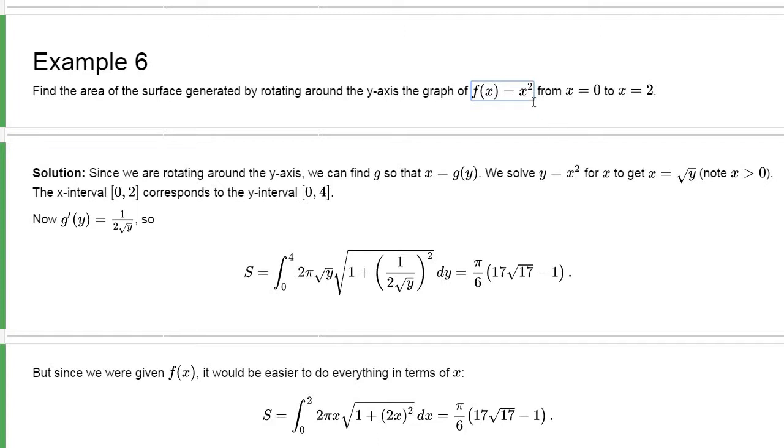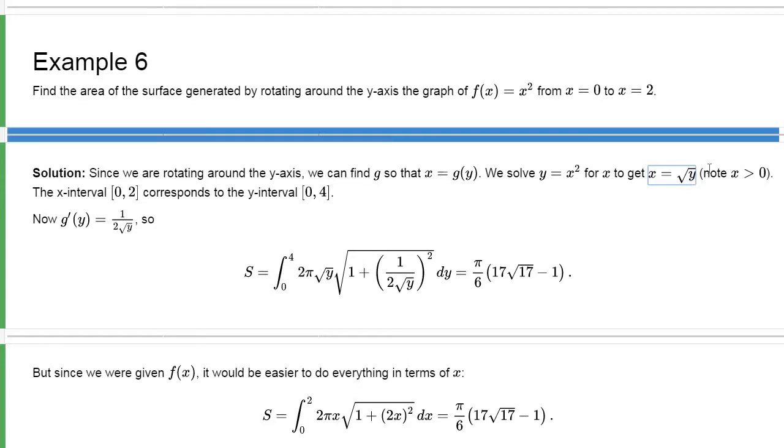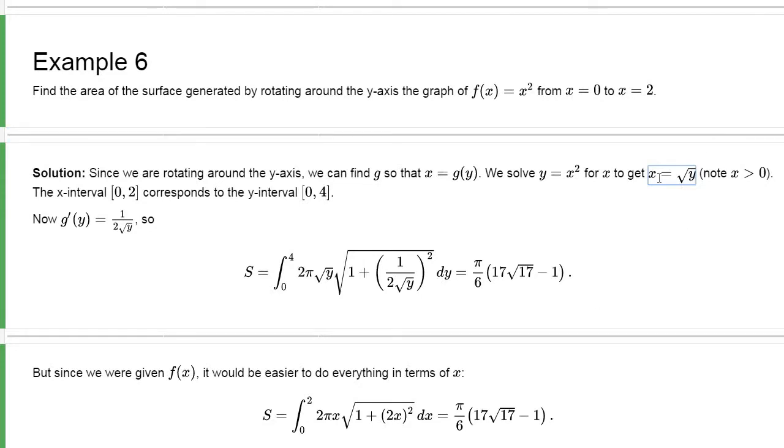We can convert this function, y equals x squared, to x equals square root of y. Notice here we're dealing with positive x's and y's because x goes from 0 to 2 and y is going to go from 0 to 4. So x is the positive square root of y. This interval on the x-axis from 0 to 2 corresponds to the y interval from 0 to 4. So if we're doing everything in terms of y, our limits of integration need to be y numbers. So it's not 0 to 2, it's 0 to 4.